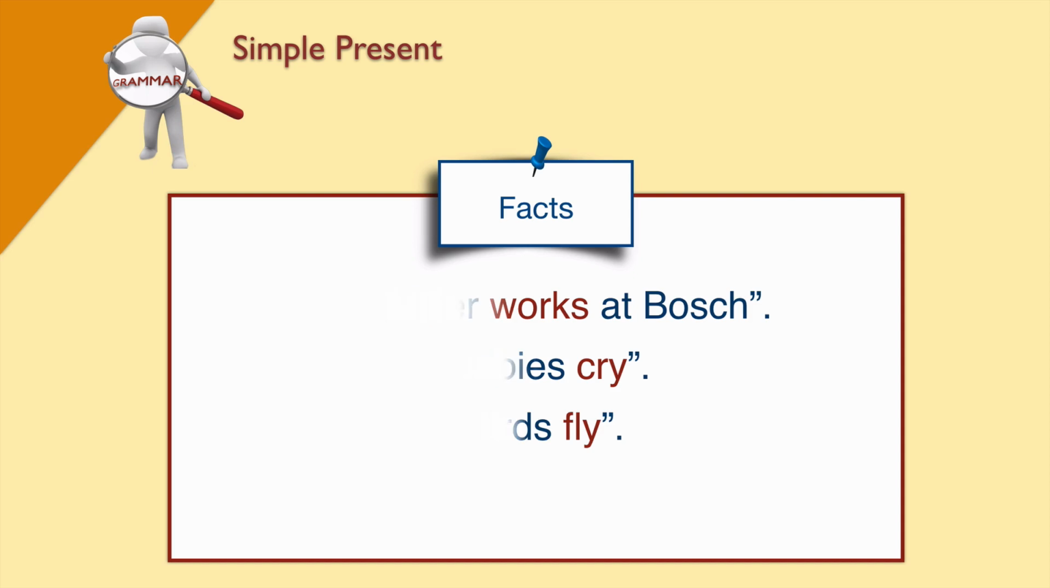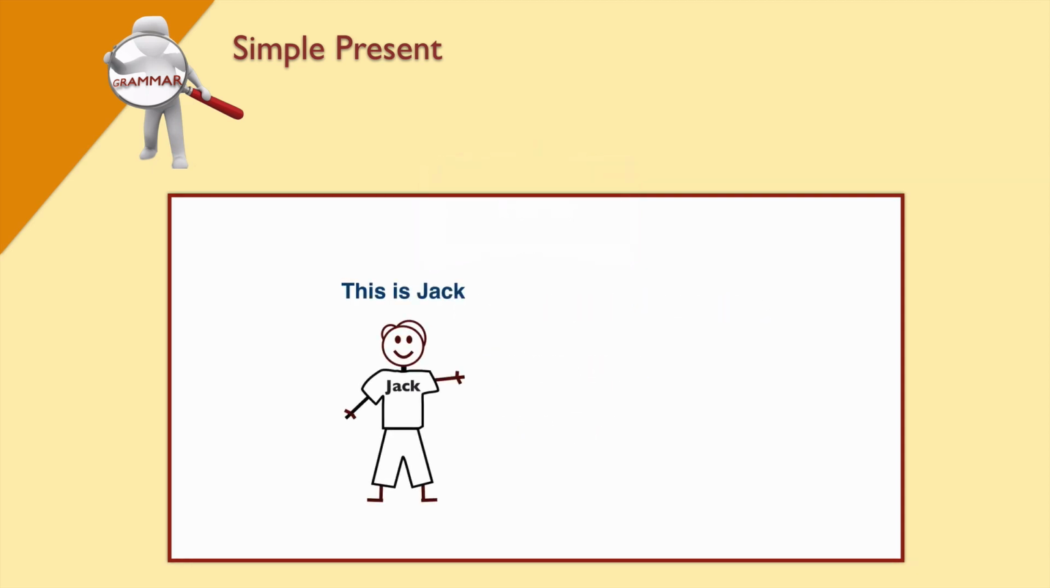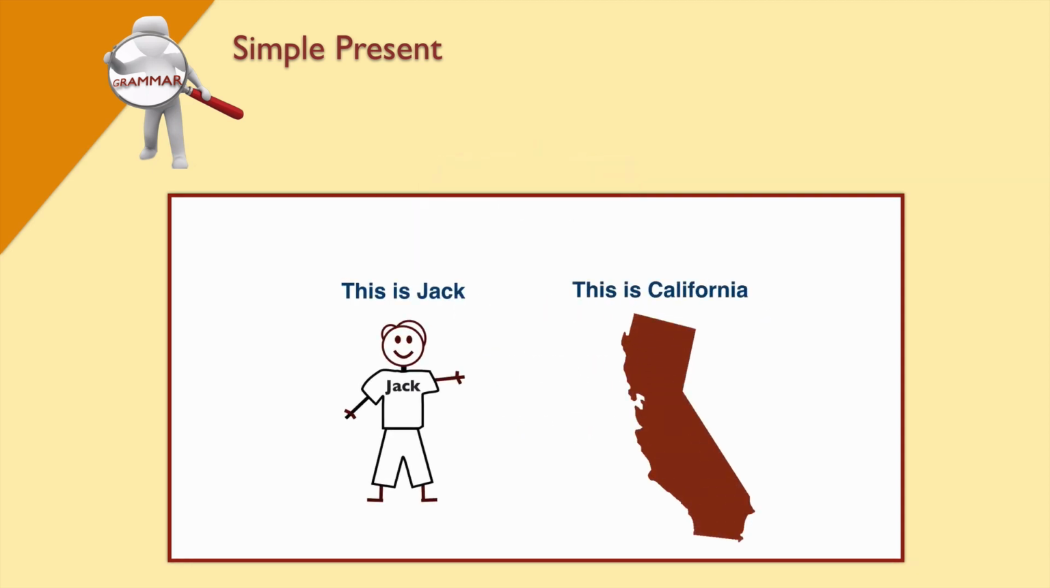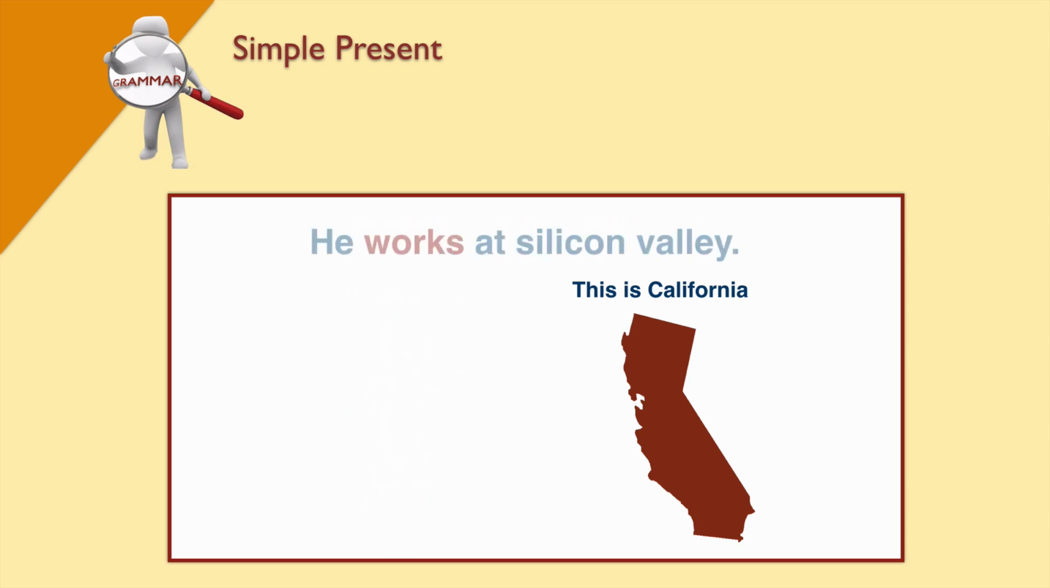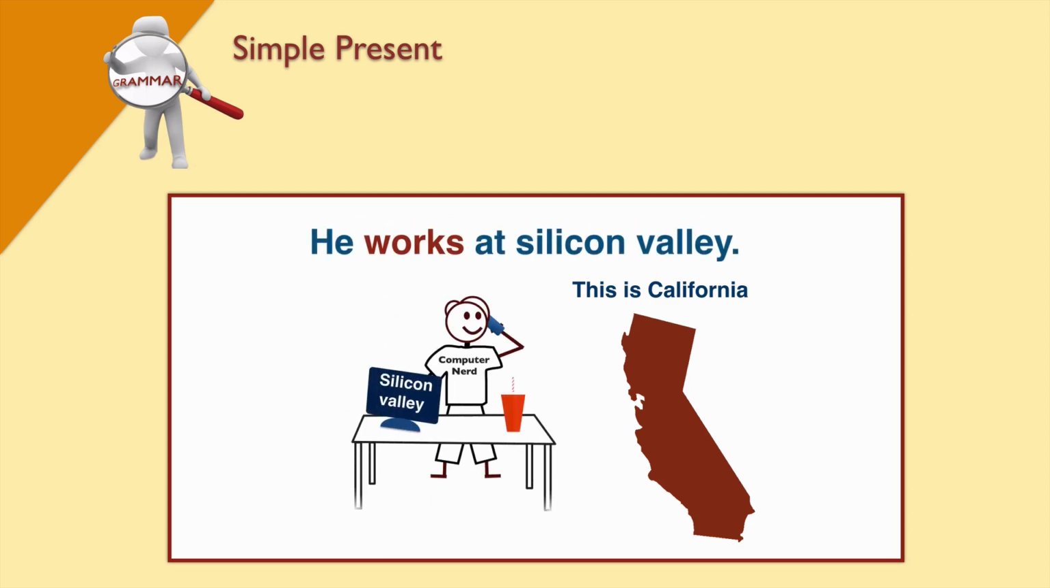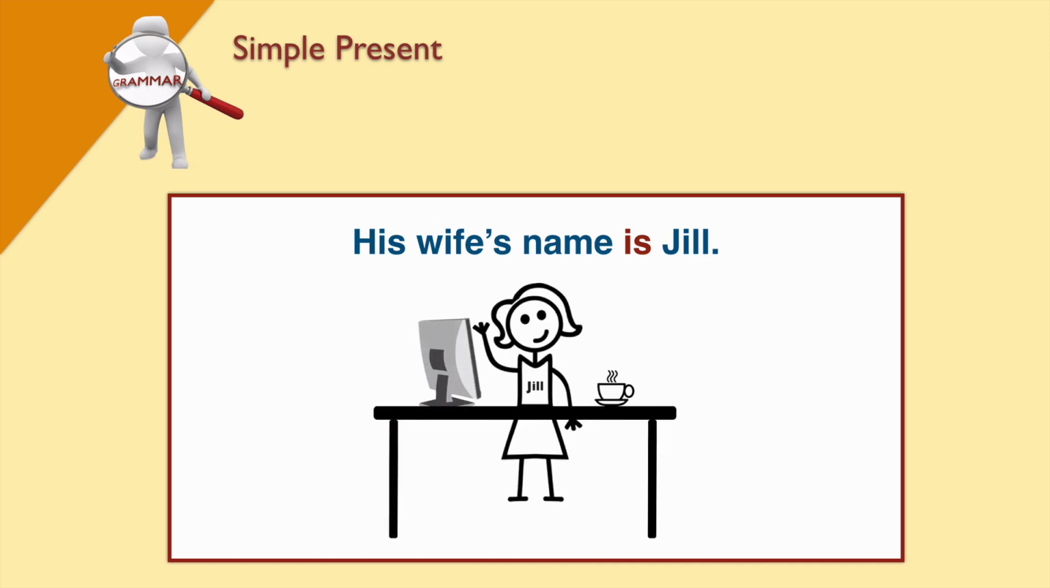So let's look at an example. This is Jack. This is California. The fact is, Jack lives in California. Jack is he, so you add an s to live. Lives. He works at Silicon Valley. This is Silicon Valley. His wife's name is Jill. She's a software developer. She works part-time.